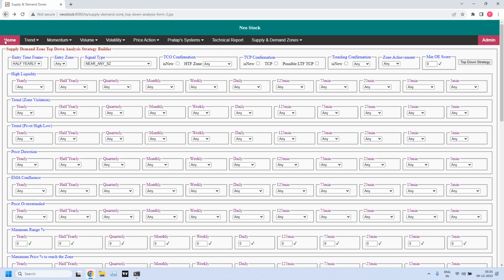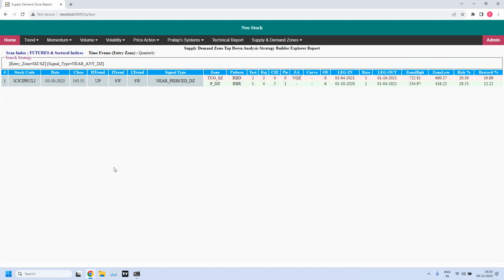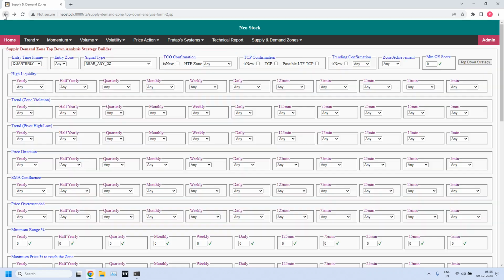Let's go back. Now let us generate stocks near demand and supply zone for quarterly time frame. Entry time frame is quarterly. Let us find the stocks near quarterly demand zone. So one stock is near quarterly demand zone, but this is a pierced quarterly demand zone.